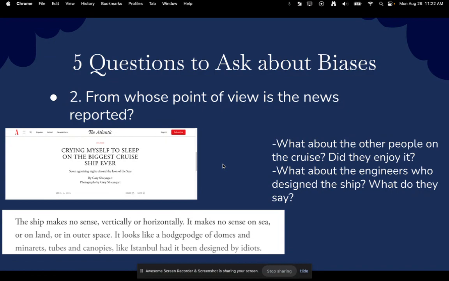So, of course, this news article is very opinionated. So, you have to ask yourself, what about the other people on the cruise? Maybe other people enjoyed it, even if this Gary guy didn't. Maybe others did. And what about the engineers who designed this ship? Would they agree that it's a hodgepodge? What would they say?